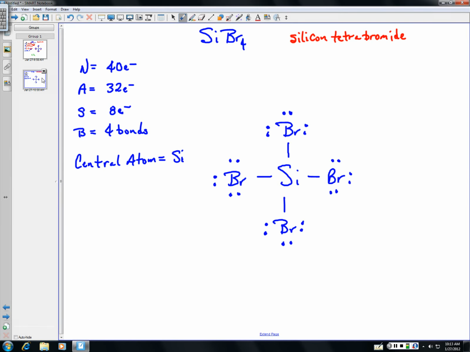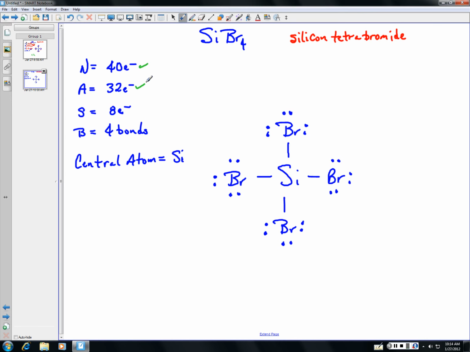All right, hopefully you've gotten that done. You've drawn your structure for silicon tetrabromide. Hopefully when you did your NASB count, N came up to be 40 again because you had 5 different atoms, 1 silicon and 4 bromines. Everybody needed 8. There were no hydrogens in there. When you did your available count, you got 32. Because why? Silicon is in group 4 and each of the bromines is in group 7.